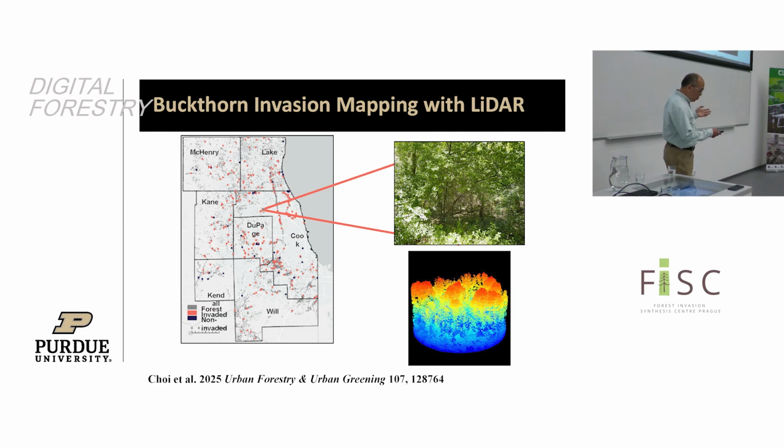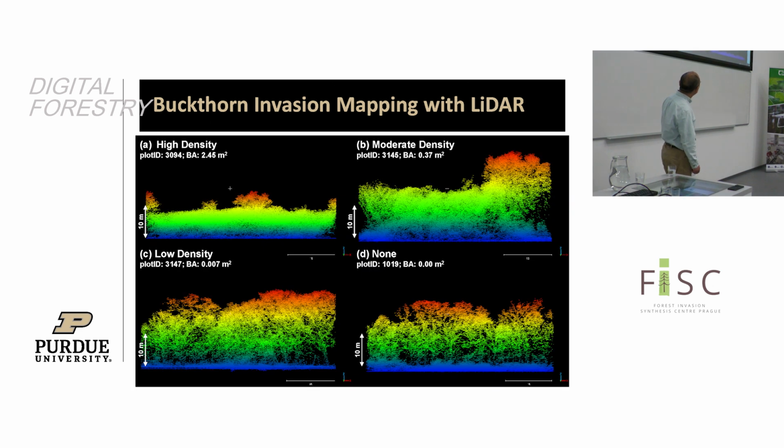Here's what a picture looks like for a buckthorn-infested plot, and here's what the corresponding lidar point cloud looks like. What you're seeing here is that there are actually signatures you can look at. Here's an example mainly invaded by buckthorn with a little tree over here. Here's somewhat moderate. Now this is a low density of buckthorn. This is a healthy forest. You see the structure is different, right?